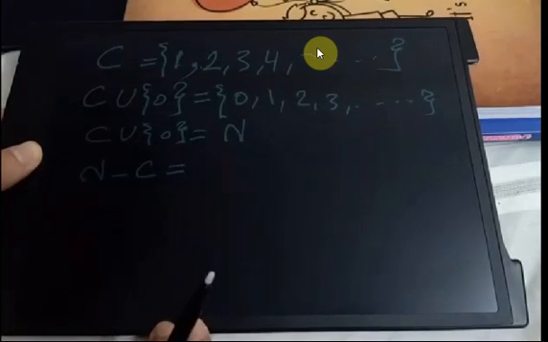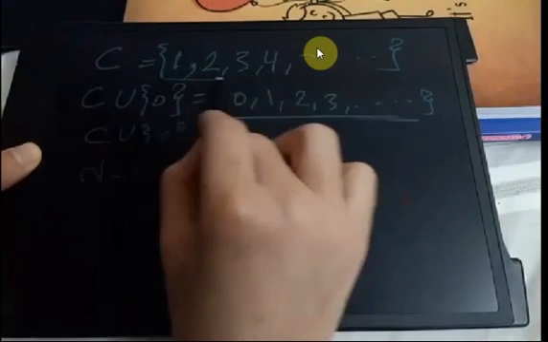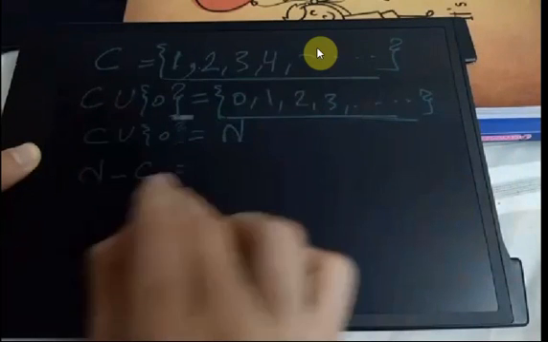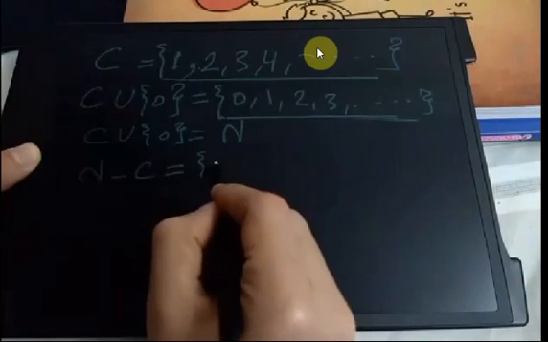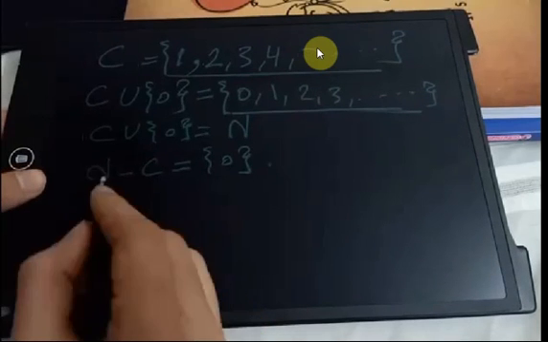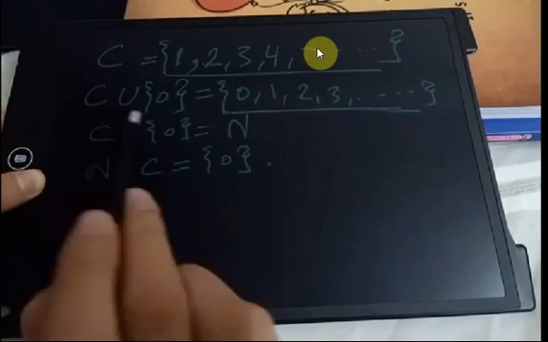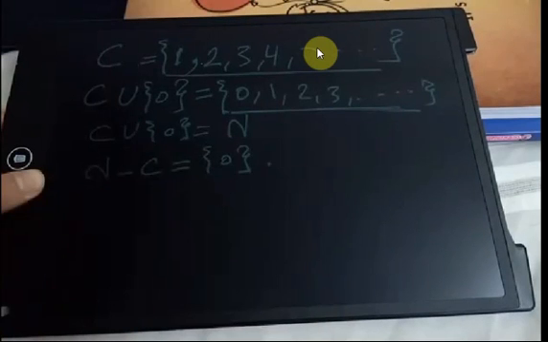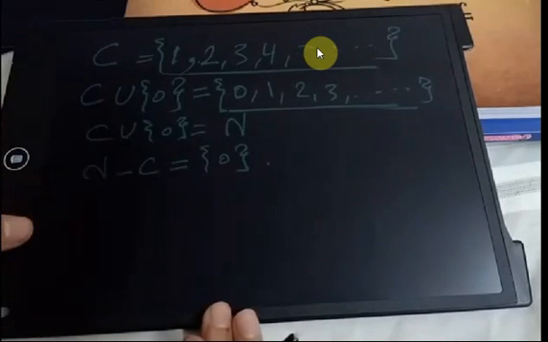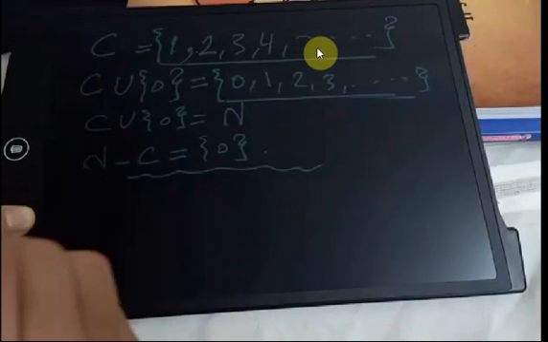So from here, can I say N difference C equals what? 0. Yes. What exists in N and does not exist in C? The zero. The set of 0, and I have to put it in a set. But if I ask you about the smallest natural number, write the 0 only, without braces.